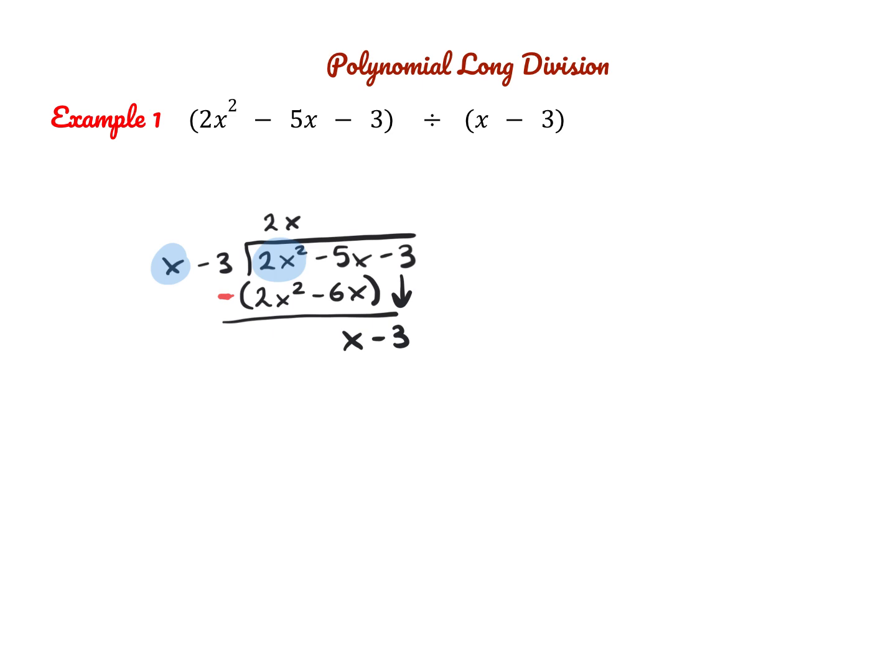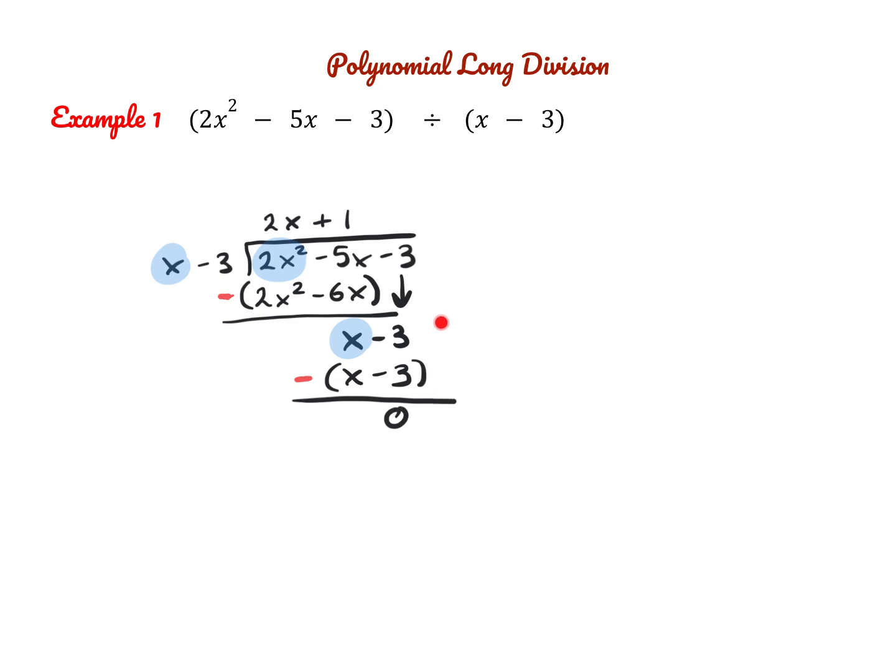So now I have to do it all over again. I'm going to take the outermost term here and divide it by the outermost term here. X divided by x is 1. So I say plus 1 up top. Then I'm going to multiply 1 to my entire divisor and put it underneath. So here I did 1 times x is x, 1 times negative 3 is negative 3. Put my little parentheses around it, and I subtract. So I'm subtracting everything. X minus x is 0. Negative 3 minus negative 3 is also 0.